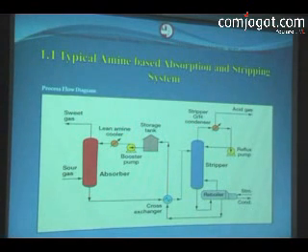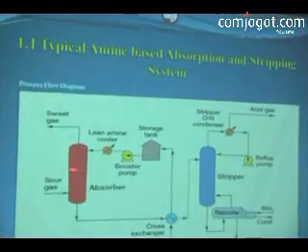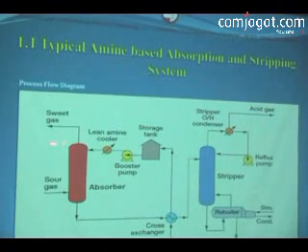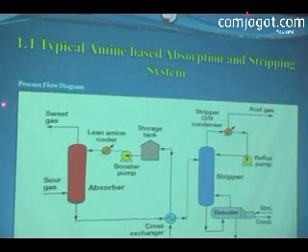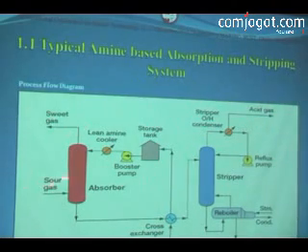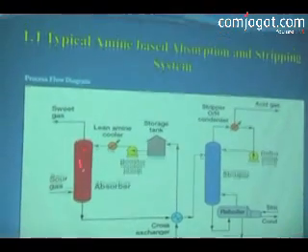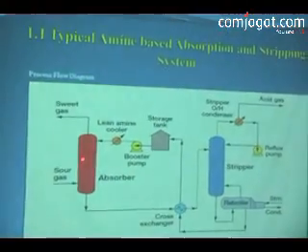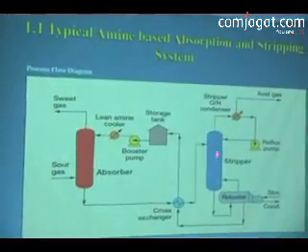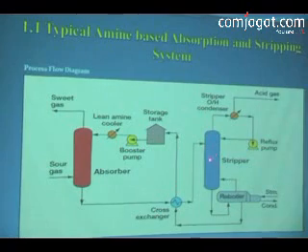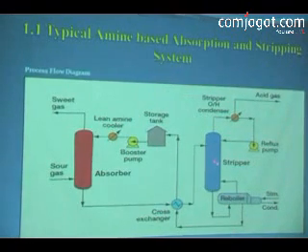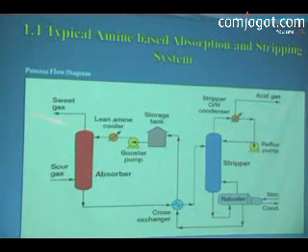This is a typical amine-based absorption and stripping system. This is the absorber and this is the stripper. Normally, in the gas treatment or natural gas purification process, we pass the sour gas into this unit, and then the solution passes to the stripper. Here the temperature is 120 degrees Celsius, and in the absorber the temperature range is 40 to 60 degrees Celsius.